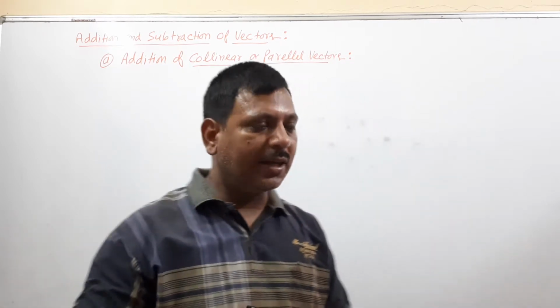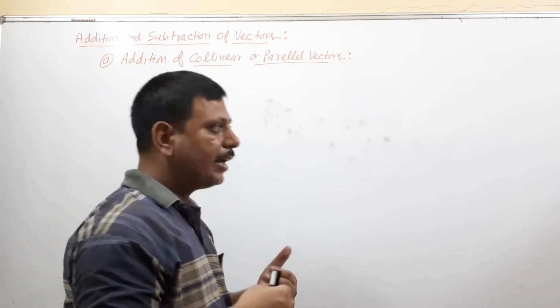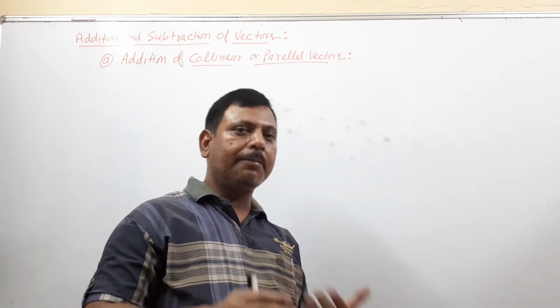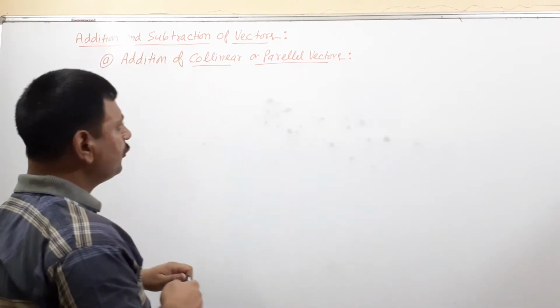So if two vectors are the same type, then they can be added or subtracted. So firstly, in addition and subtraction, I am taking the collinear vectors or parallel vectors. Suppose two vectors are there.